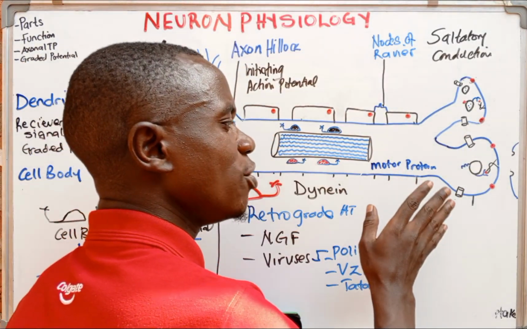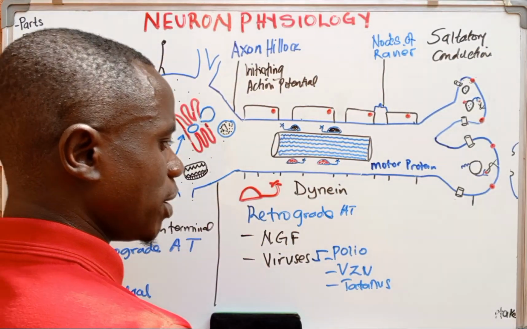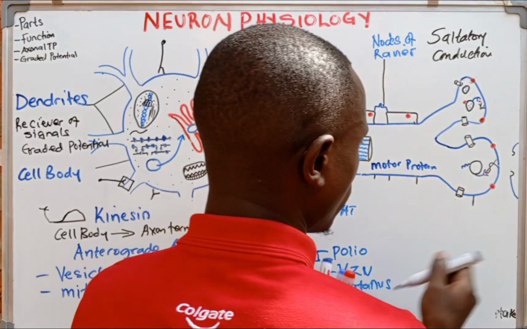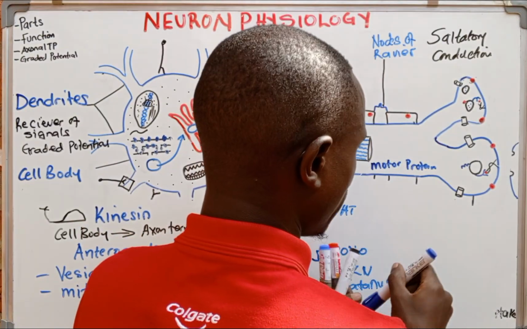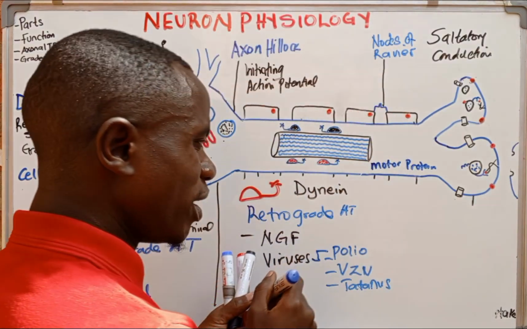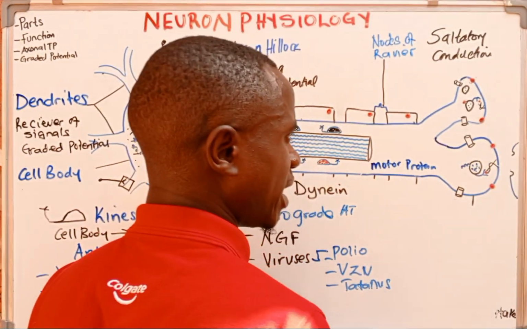So now briefly, let's have a look at how these axon terminals release the neurotransmitters into the synaptic cleft. It is worth knowing. Now we are going to have this kind of vesicle here. This vesicle is going to contain the neurotransmitters. We need to know how these neurotransmitters are going to cross this area into the synapse.